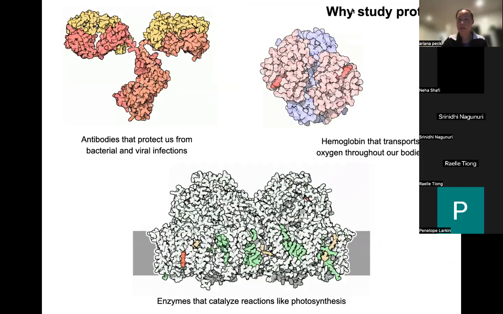The next question that's worth addressing is, why should we study proteins? What's interesting about them? Proteins are biological molecules that are really critical to basically any cellular function that you can think of.